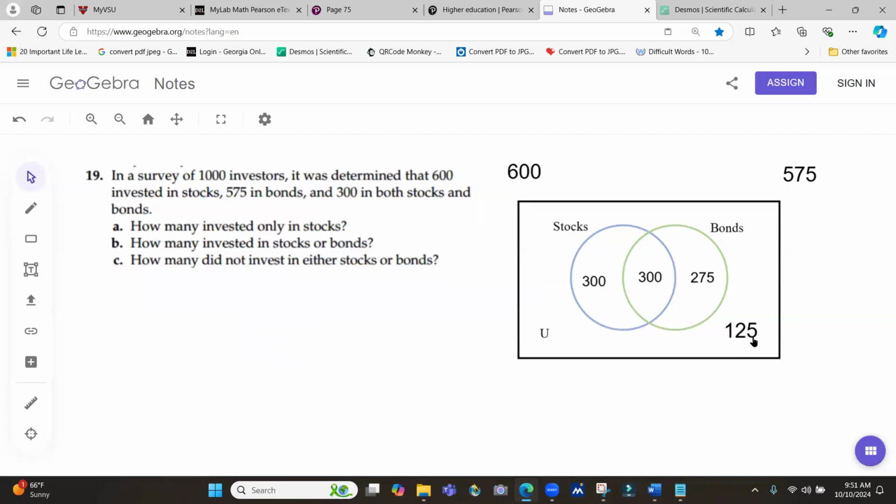Okay, maybe they didn't invest at all. Maybe they invested in real estate. I don't know. How many invested only in stocks? So I'm going to say A is 300.